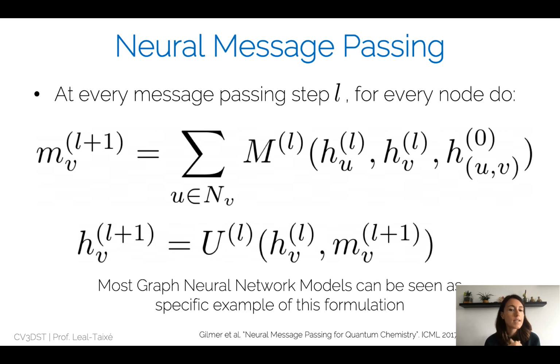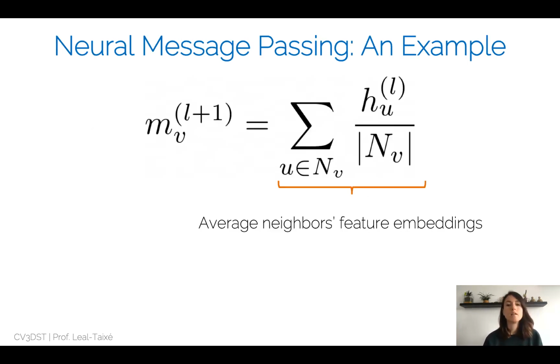Now, the interesting thing is that there's a lot of graph neural network types, a lot of models. We have graph convolutional neural networks, message passing networks, but most of them can actually be seen as a specific example of this formulation. And we're going to see a couple of these examples in this lecture. So let's see a first example with a specific definition for the message passing steps, for the operations that will actually be performed on our embeddings.